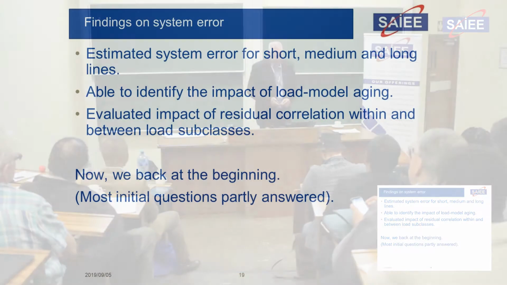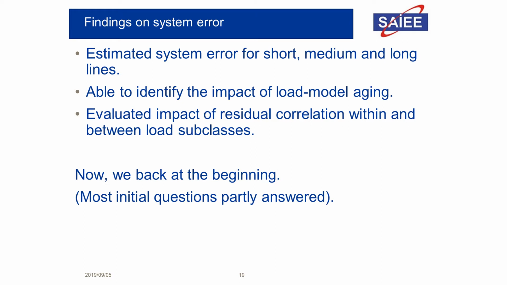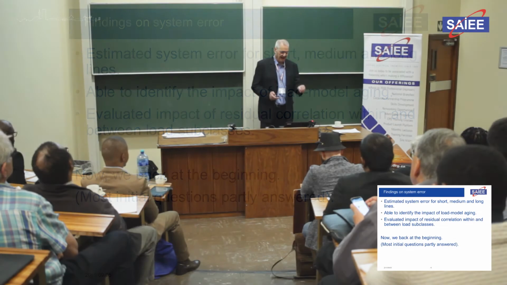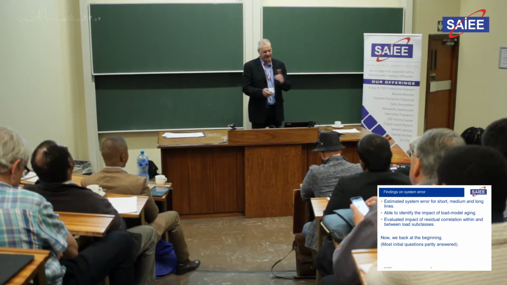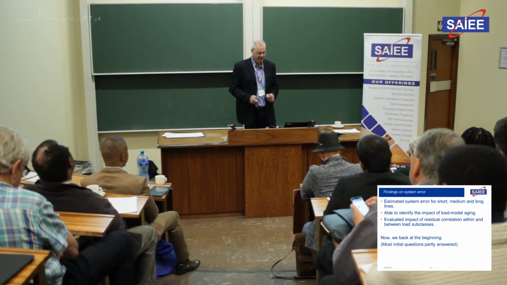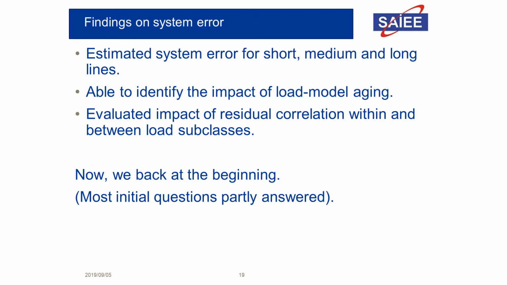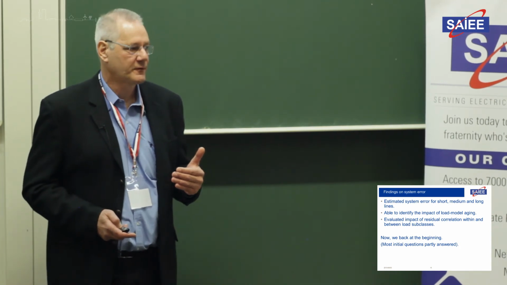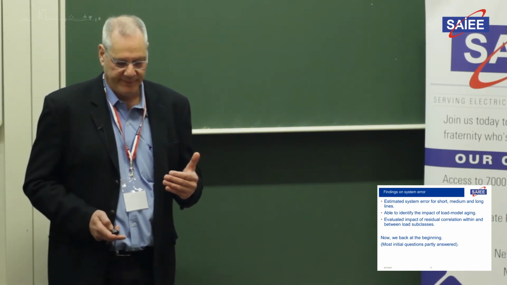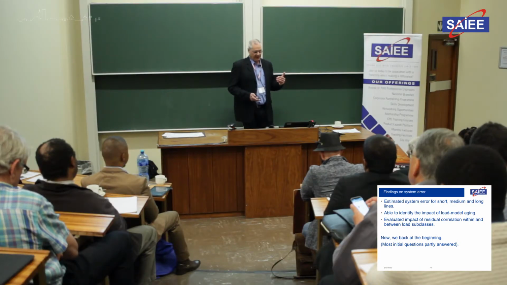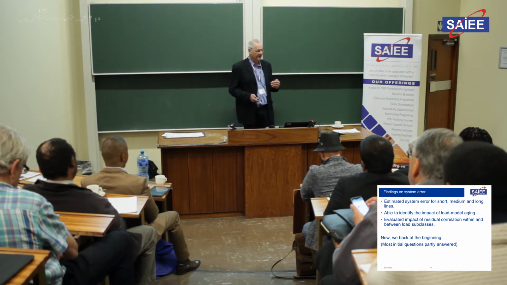We were also able to evaluate the impact of residual correlation in and between the load classes, because we had real loads and we had the load models. We were able to check now what the impact was purely due to the definition of the load models. So now we're actually back at the beginning. I said in 1999 we had a whole list of almost questions that we had when we were trying to set up TIPS. Now most of those questions actually are partly answered. We need to move on, but we have done the groundwork and we've got numbers now.